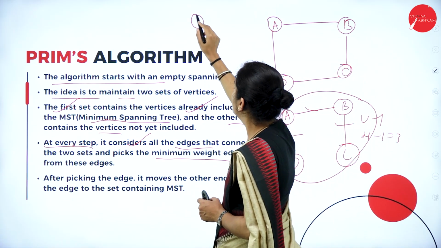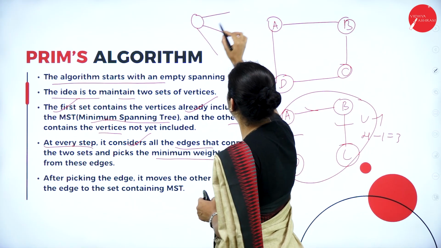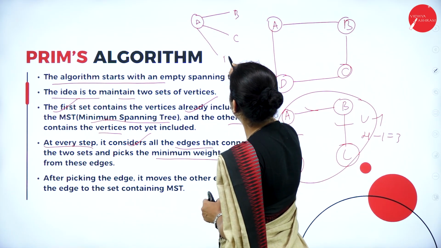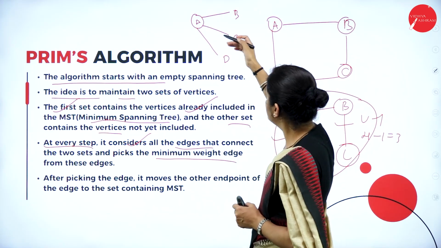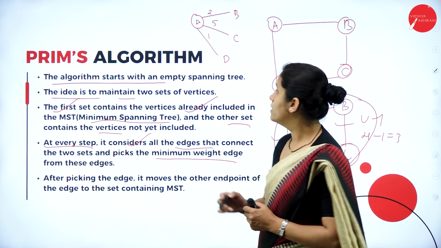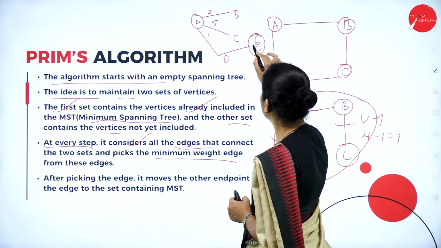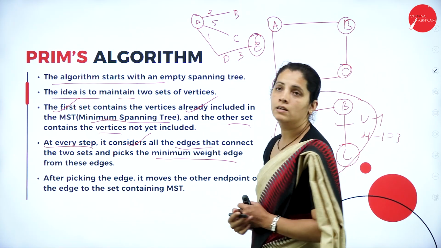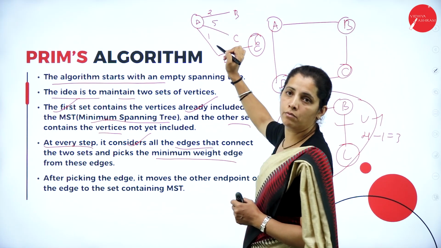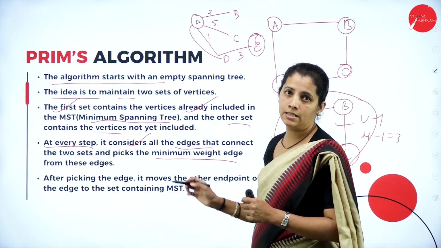See here, this is my minimum spanning tree, A, B, C. This is my A, B, C, D. If I consider the weights 2, 5 and 1, and I have E, which is 3. To reach A to D, what is the weight? The minimum weight I am considering is 1.